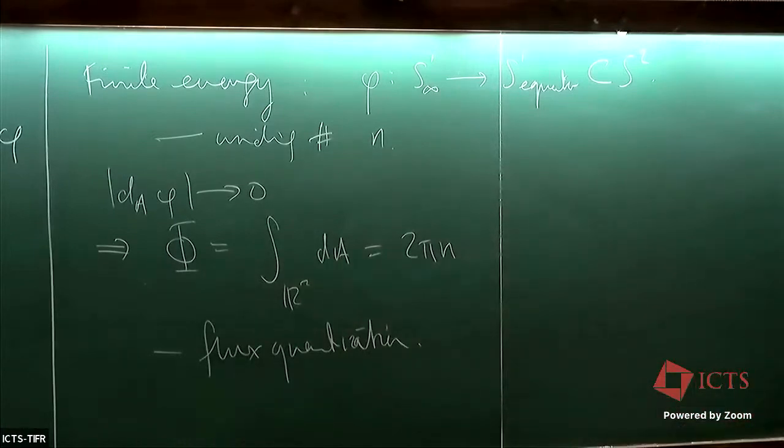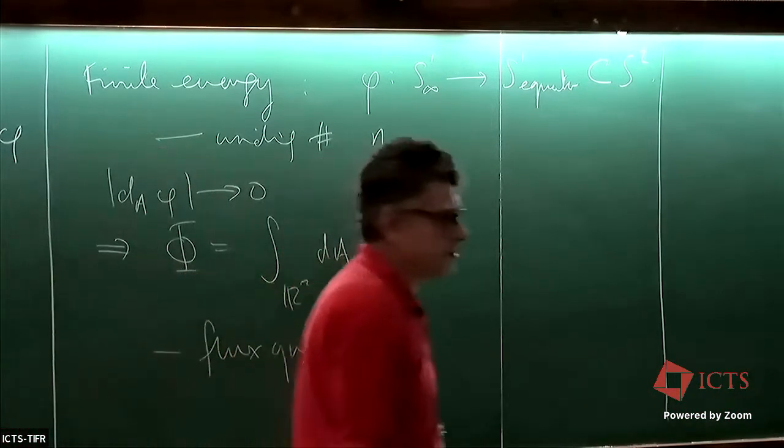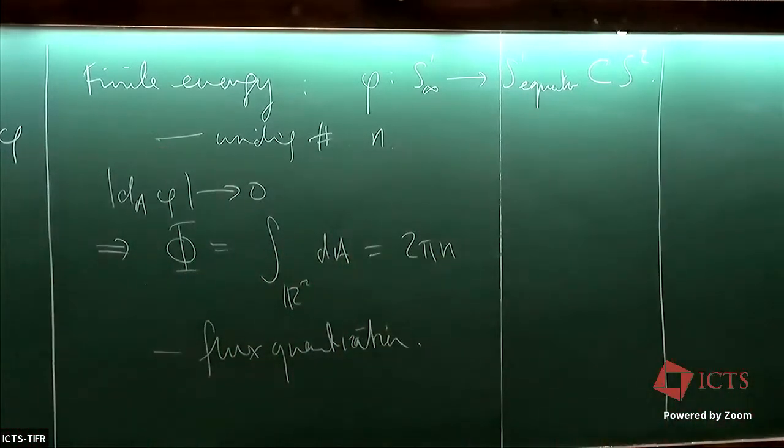Okay, but it turns out that there's another topological charge in this system because our target space is a 2-sphere, and we already have a homotopy invariant for maps from planes to 2-spheres, right? Namely the degree.